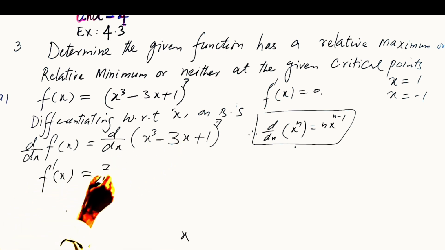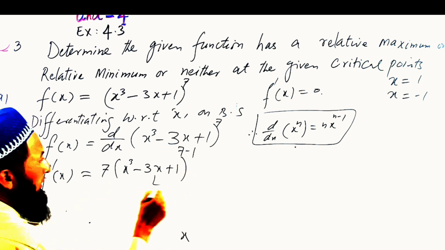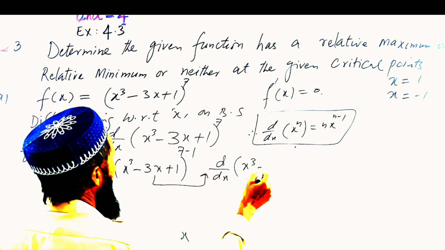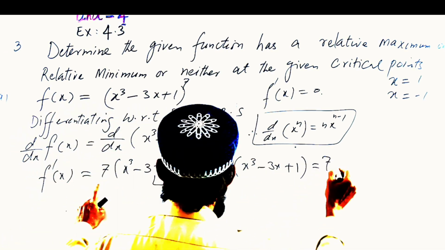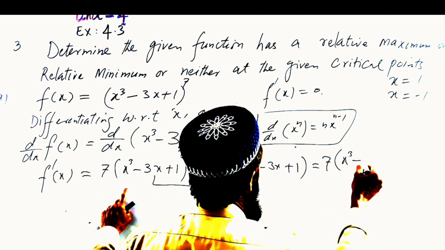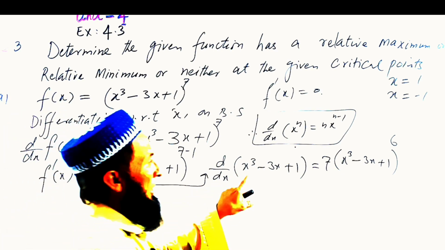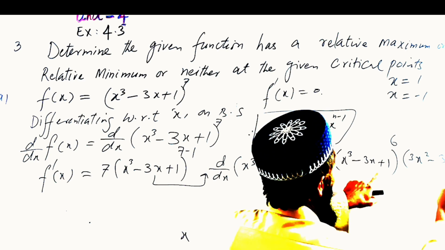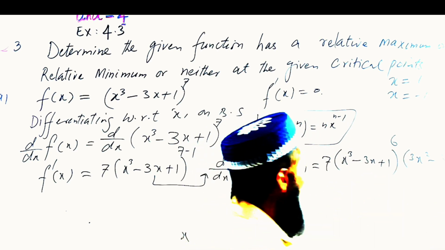First we simplify: n is 7, so (x³ − 3x + 1) to the power 7 − 1, and further the derivative of this function with respect to x: x³ − 3x + 1. Now 7 times (x³ − 3x + 1)⁶, and the derivative of x³ we get 3x², minus 3, plus 1 is equal to 0. The derivative of x is 1, multiplied by 3.